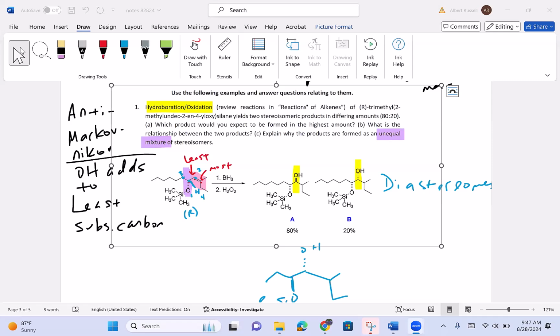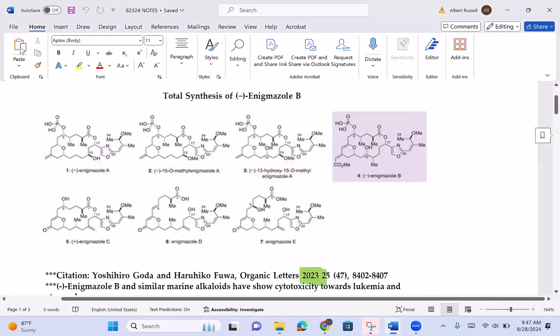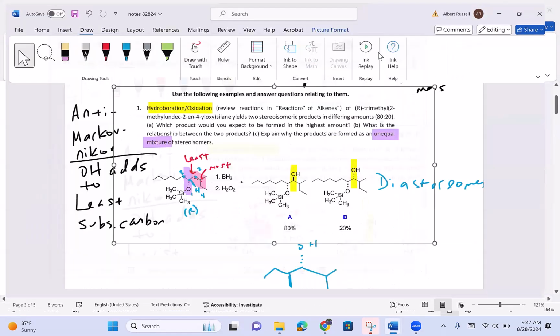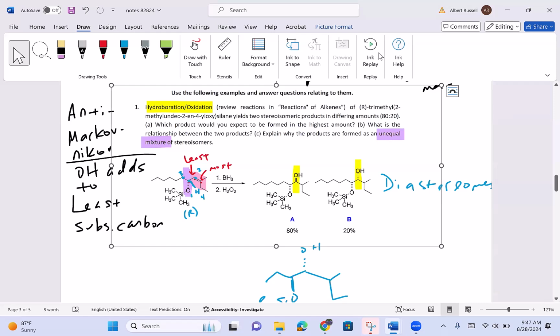All right, why do you think that one of those isomers is formed in 80% and the other in 20%, and the configuration is what it is?